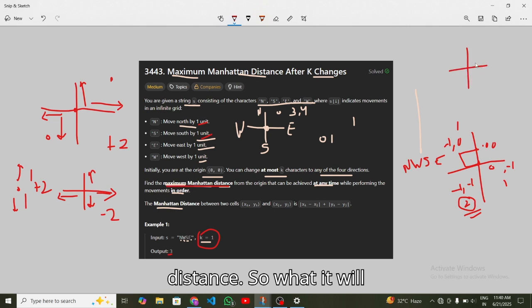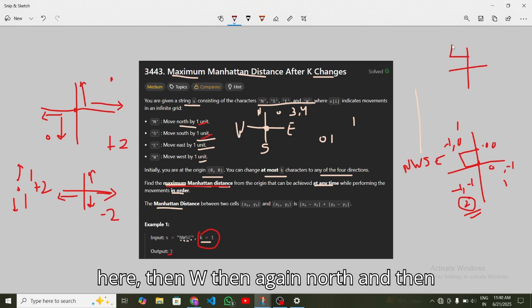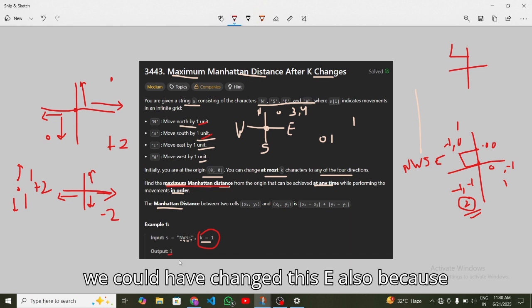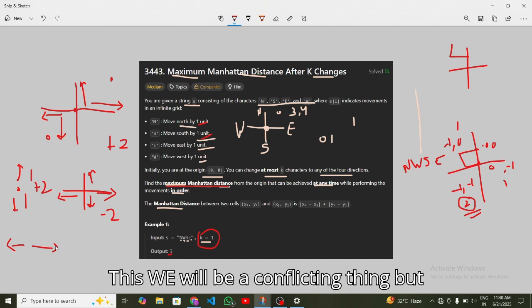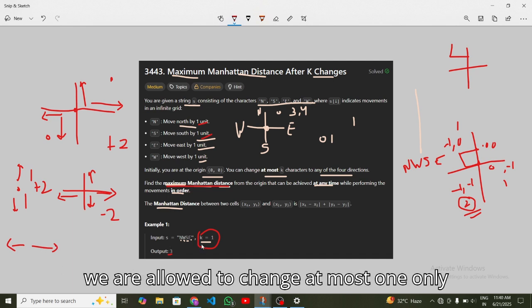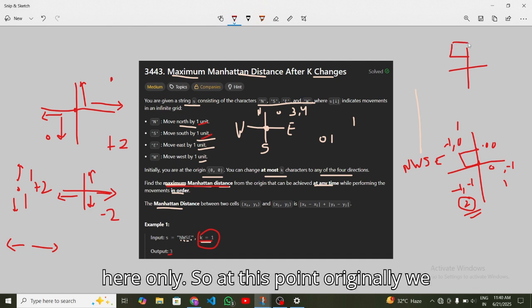So what will it look like? First we go towards north, we reach here, then west, then again north, and then we could have changed this east also, because after west, east will also be a conflicting thing, but we are allowed to change at most 1 only, which we utilized here. Instead of south we took north, so we will have to use east here only.